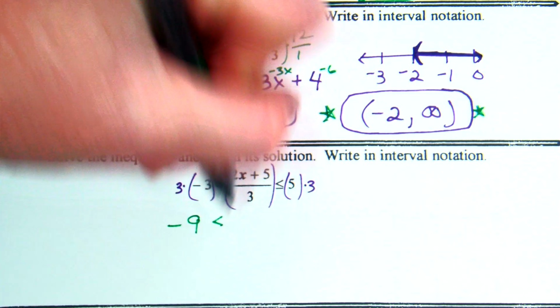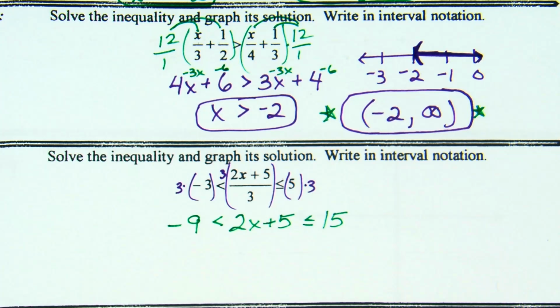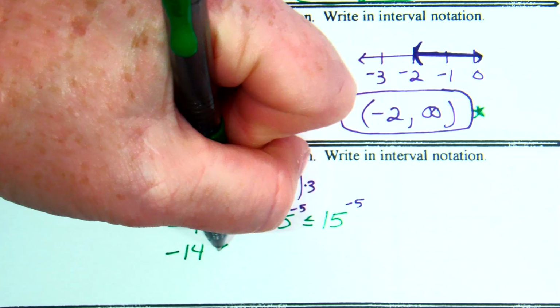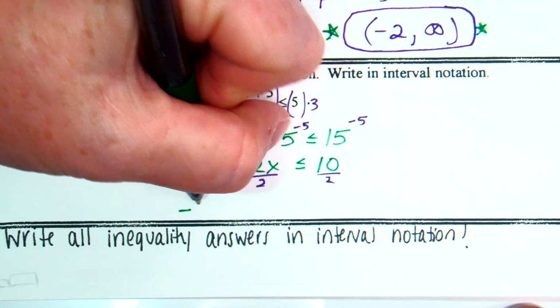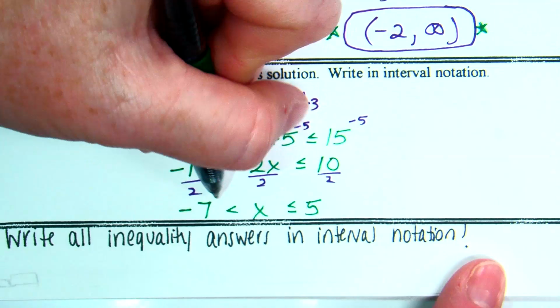Now instead of getting x by itself on the left, we're getting x by itself in the middle. So if it's 2x plus 5, we're going to subtract 5 on all 3 sides. Negative 14 less than 2x less than or equal to 10. And if it's 2 times x in the middle, we're going to divide everybody by 2. So then I end up with negative 7 less than x less than or equal to 5.